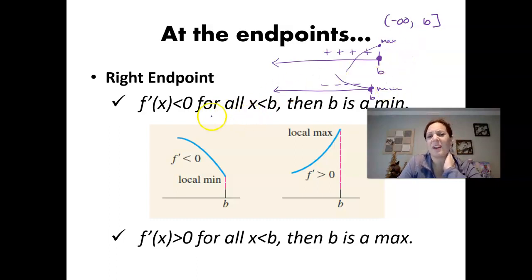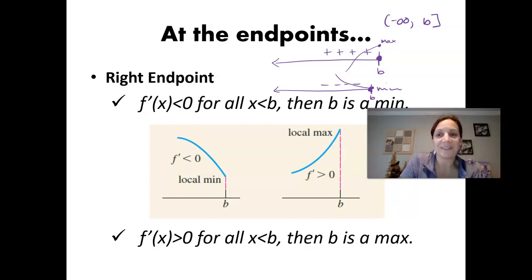Now this is all very technical. If the derivative is less than 0 for all x less than b, that just means it was decreasing. The derivative was negative for all the values before b. As you approached b, the derivative was negative. In other words, this thing was decreasing as it approached b. Well, then when it gets to b, that's going to be a low point. If the thing was increasing as it approached b, then b is going to be a high point.